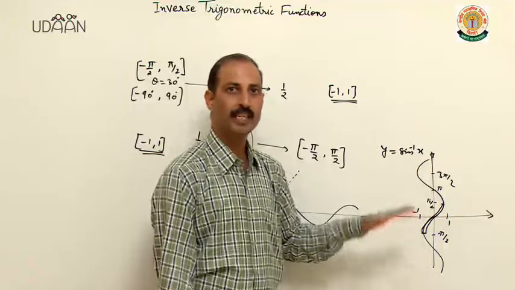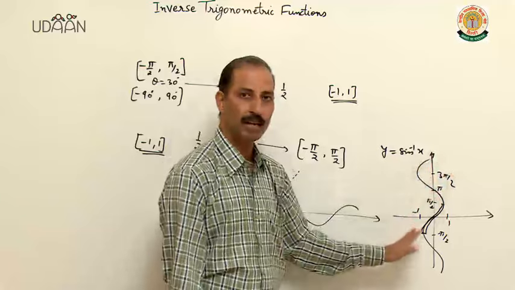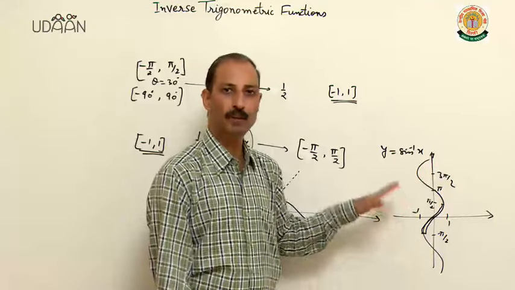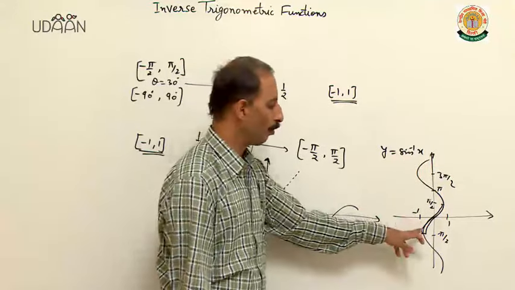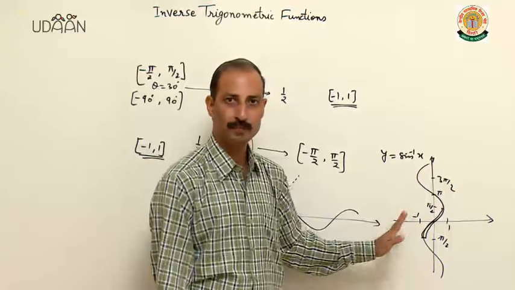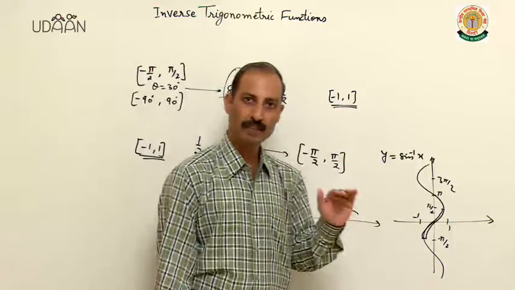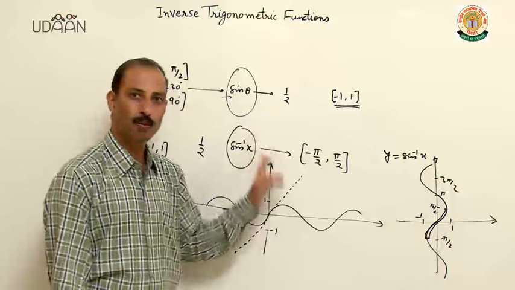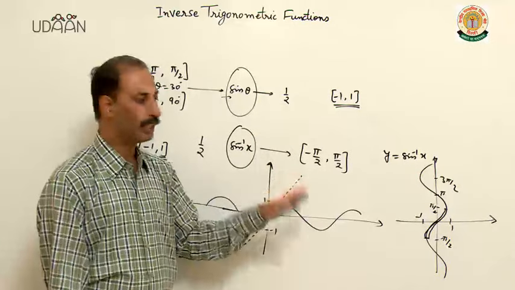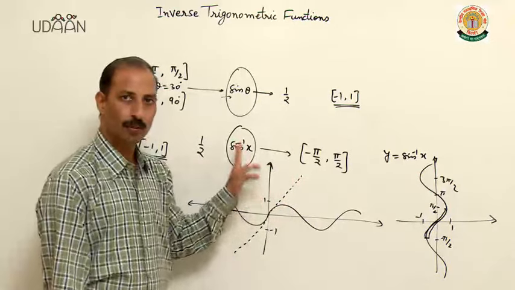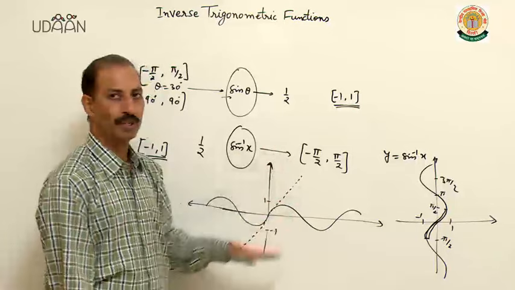In the question, if they mention a particular branch, then you have to use that one. If they do not mention anything, then we always have to take the principal branch. In the module, I have given each function's domain and range. So children, you should remember the domain and range of each function.